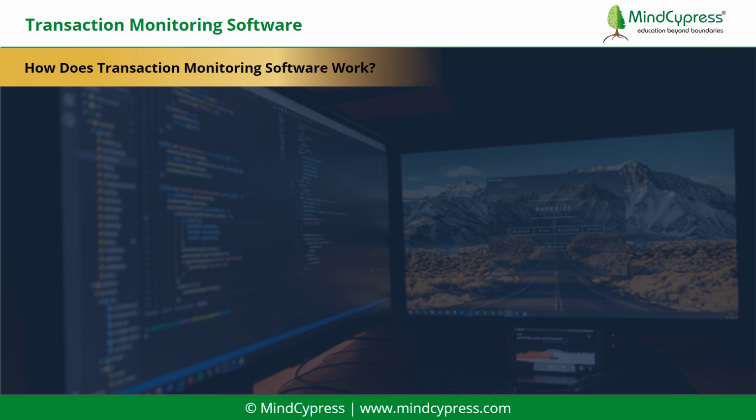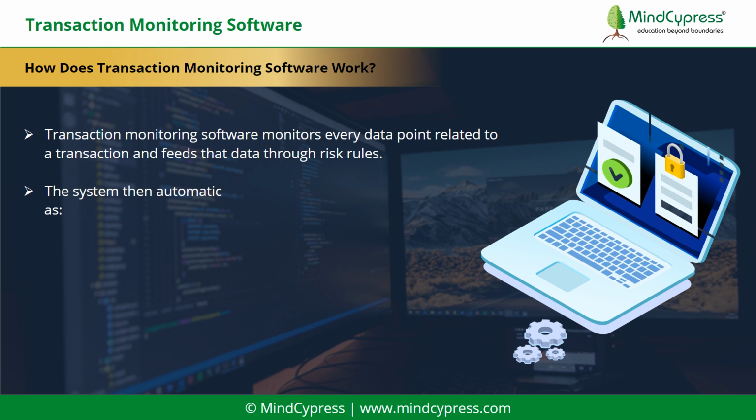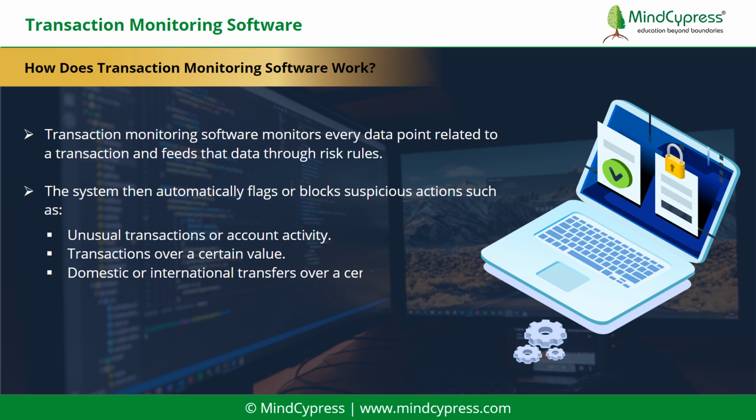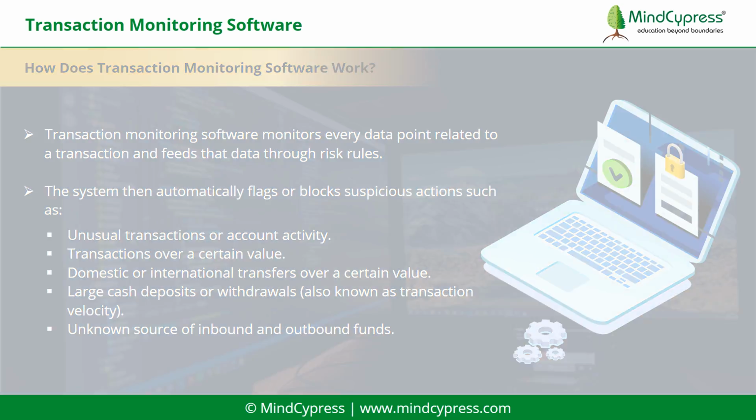How does transaction monitoring software work? Transaction monitoring software monitors every data point related to a transaction and feeds that data through risk rules. The system then automatically flags or blocks suspicious actions, such as unusual transactions or account activity, transactions over a certain value, domestic or international transfers over a certain value, large cash deposits or withdrawals, also known as transaction velocity, and unknown sources of inbound and outbound funds. The data for these flagged transactions is usually compiled in a special file called a SAR.